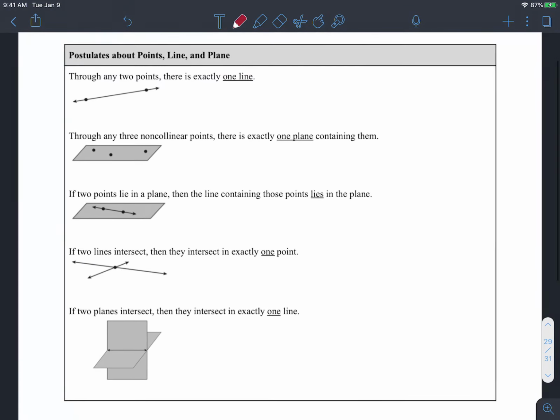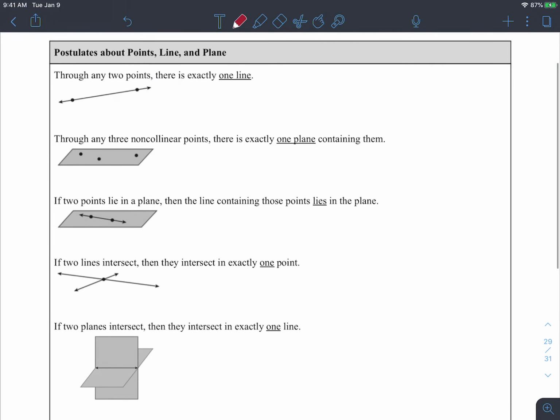All right, so we need to talk about some postulates about different points and whatnot, right? And we're almost done, okay? We're learning a bunch of names right now. Through any 2 points, there's exactly one line. That is it. We're done.